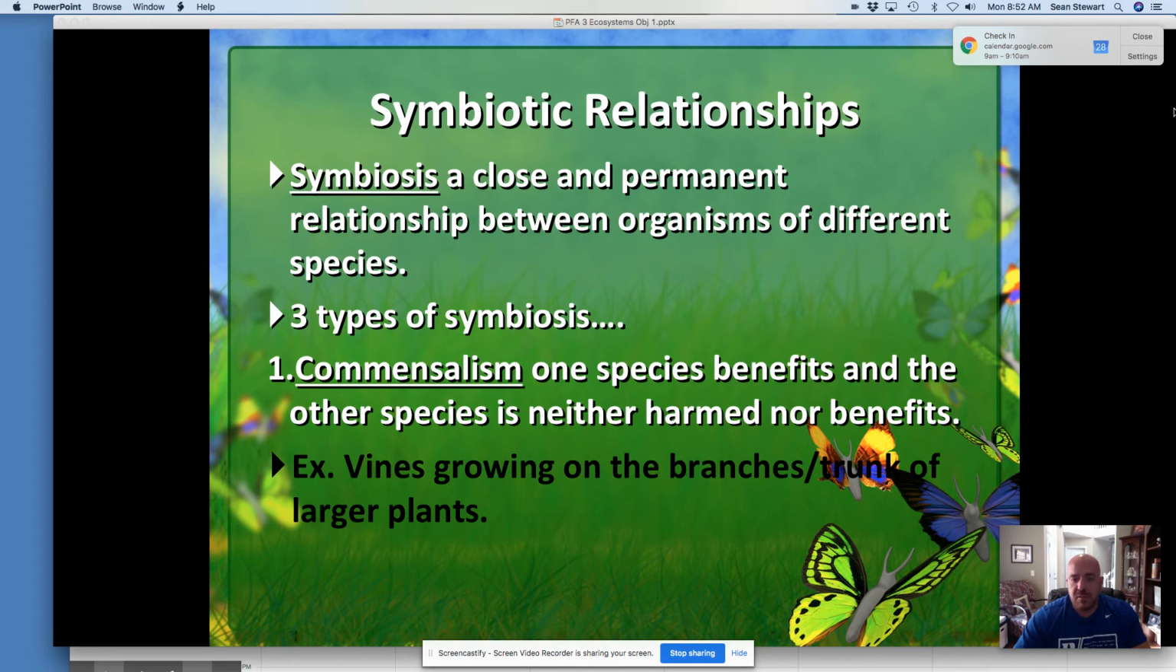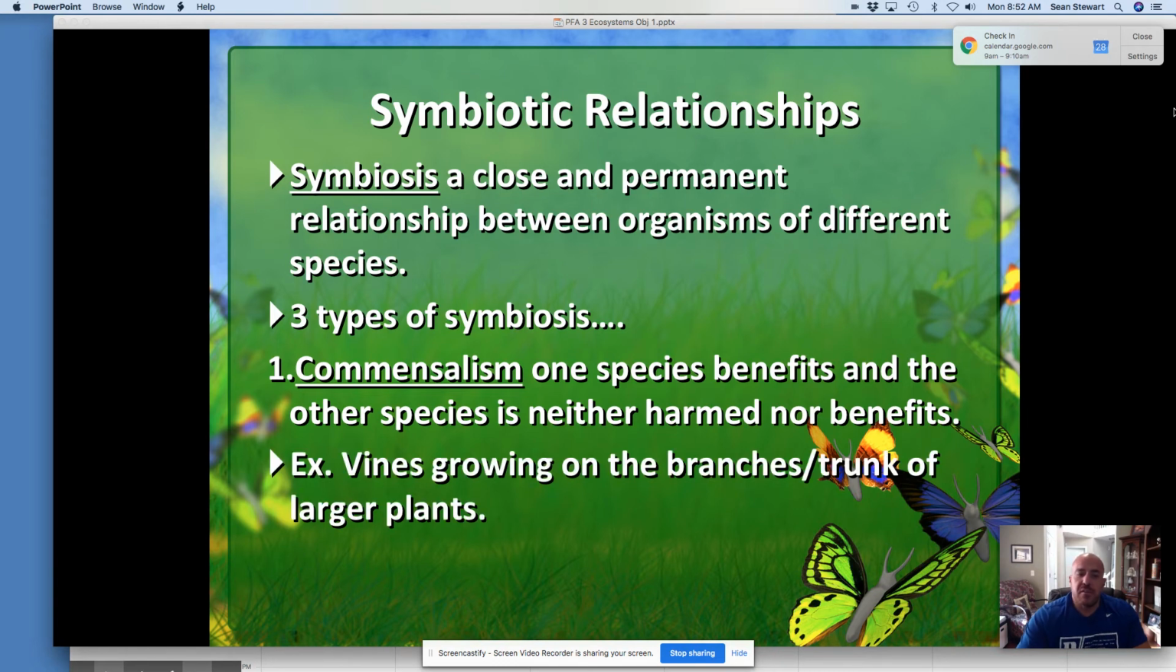In commensalism, one benefits, and the other is neither harmed nor benefits. An example would be like vines growing on the branches or trunk of a larger tree. So the vines get closer to the sun, but they don't hurt the plant that they're on. They don't hurt the tree. So the vines benefit from getting more sunlight to make more food, and the tree doesn't get helped, but it doesn't get hurt either.